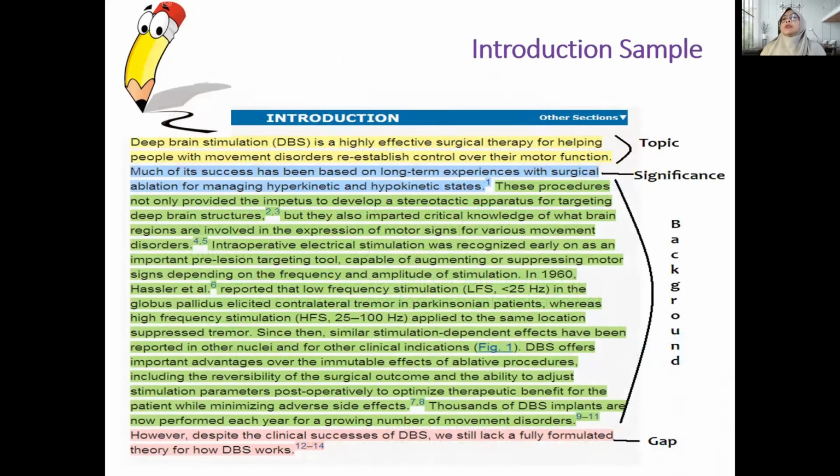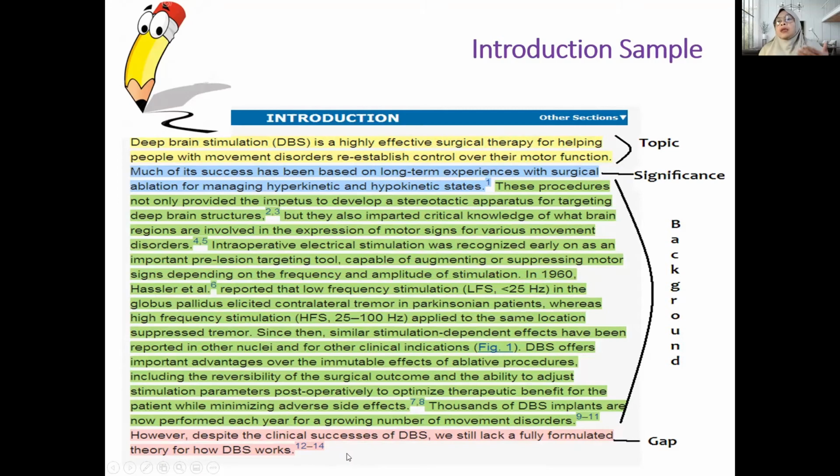So another example. This is highlighted here. This is the topic. Deep brain stimulation is a highly effective surgical therapy for helping people with movement disorders re-establish control over their motor function. So this is the topic. The significance is that much of its success has been based on long-term experience with surgical ablation for managing hyperkinetic and hypokinetic states. This procedure not only provided the impetus to develop a stereotactic apparatus and so forth. All these are the background. So this is what others have done.